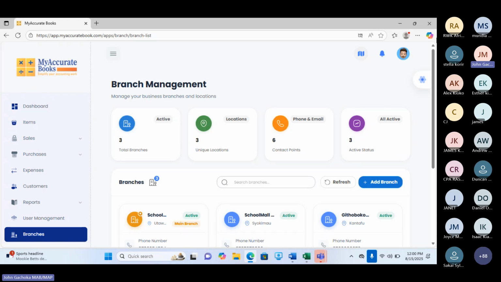So, ladies and gentlemen, if there is a solution that we pride ourselves in, it is what we've been able to achieve through My Accurate Books and the feedback that we've been getting from users of this system. And I can tell you that we get a lot of feedback, and out of that feedback, we've been able to improve many aspects of this system.